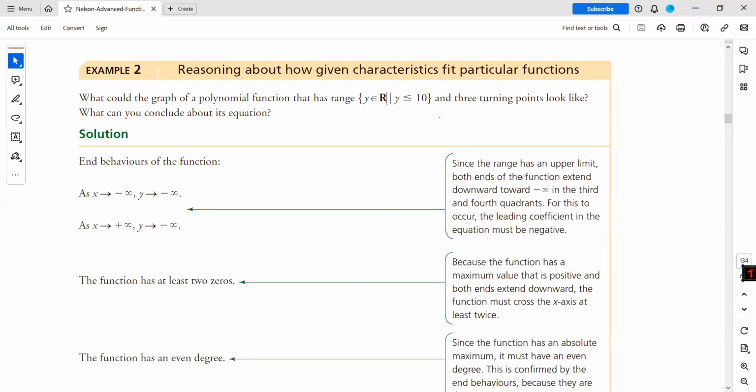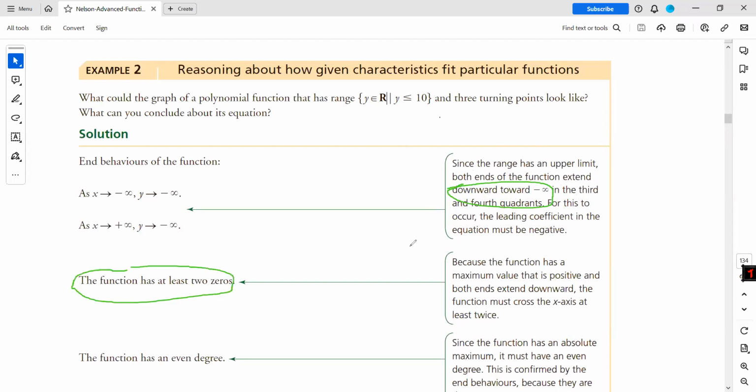So, end behavior of the function. Since the range has an upper limit, both ends of the function extend downward toward negative infinity. In the third and fourth quadrants, for this to occur, the leading coefficient in the equation must be negative. This is what we came up with together.